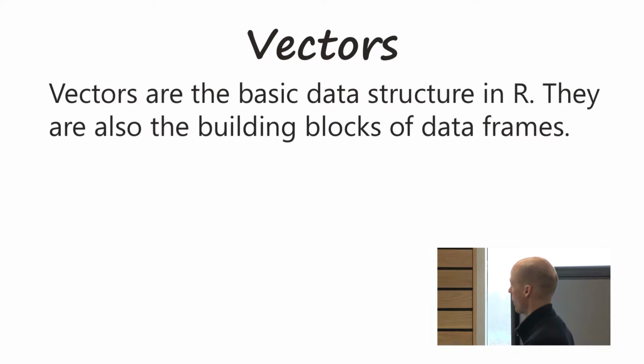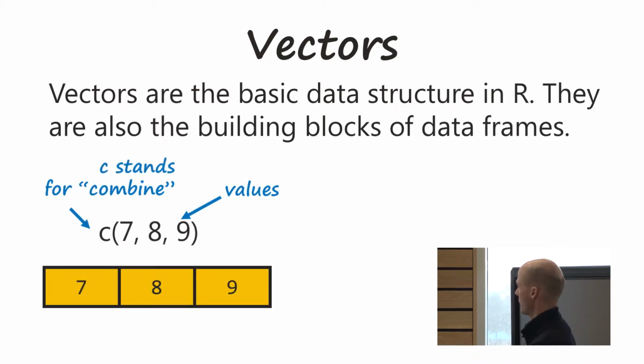So vectors are the basic data structure in R. They're the building blocks of data frames. You can create them with this function here, c, which stands for combine. So if you wanted to create a vector that looked like 7, 8, 9, essentially a list of numbers, type c, and in brackets, the list of numbers.